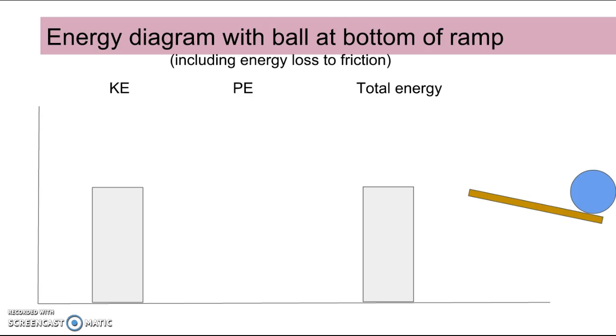This diagram shows the ball's energy when it was at the bottom of the ramp. Its potential energy was lost because the ball had no height at this point. The ball only had kinetic energy because it had velocity. The total energy decreased even more because of friction.